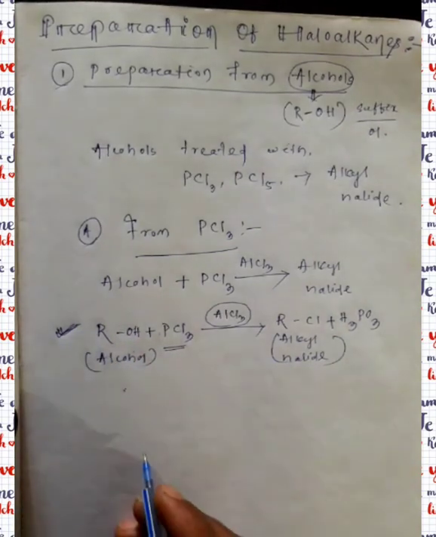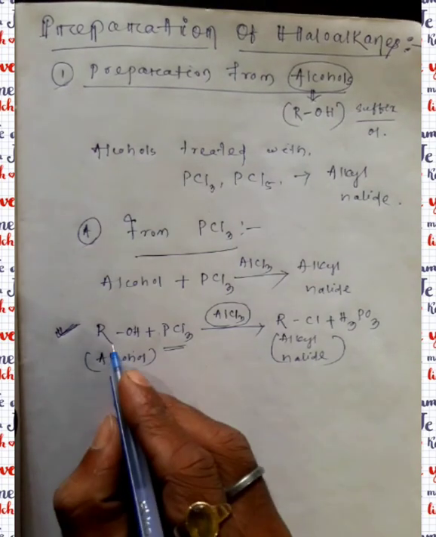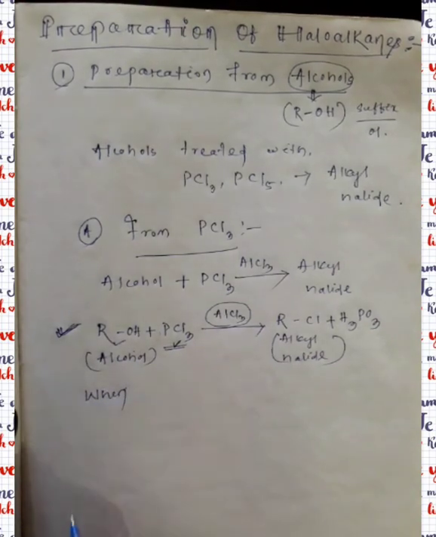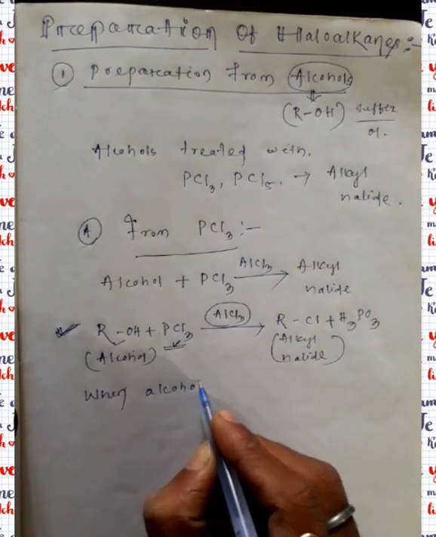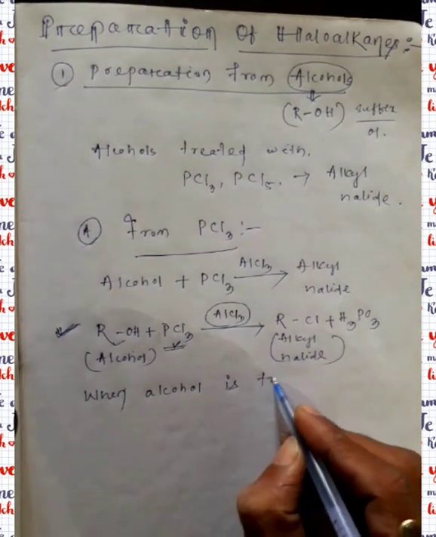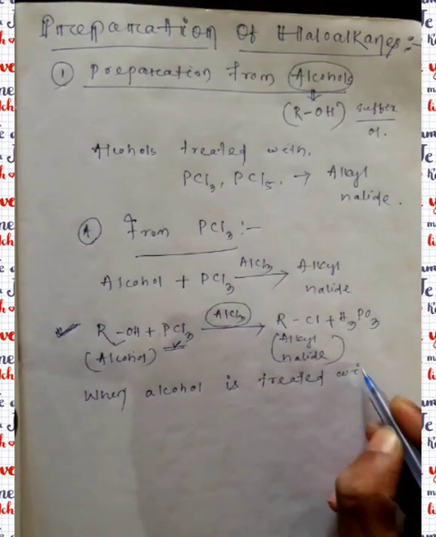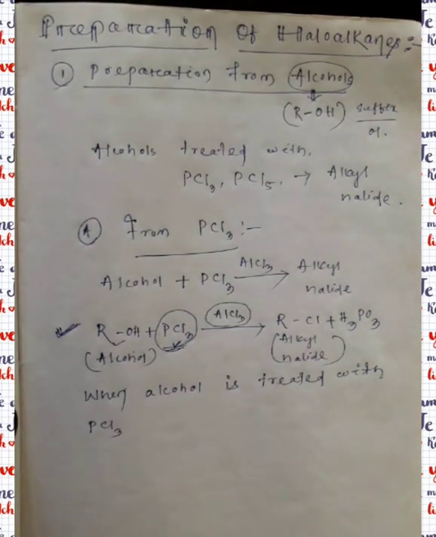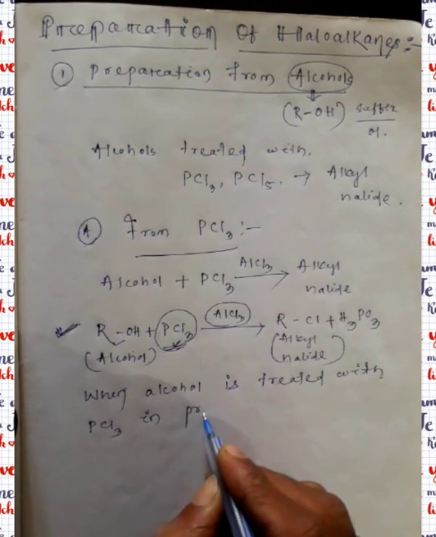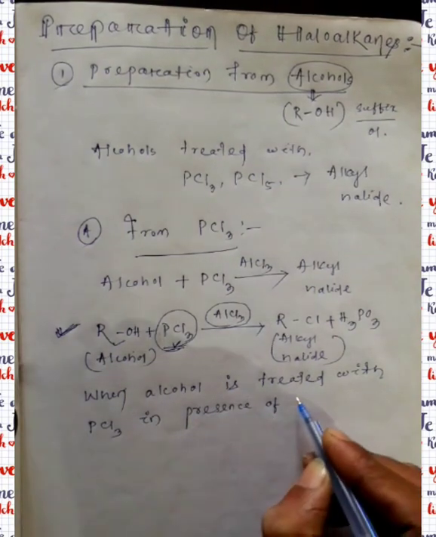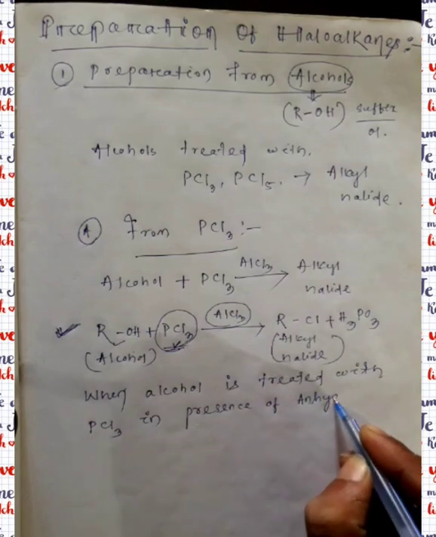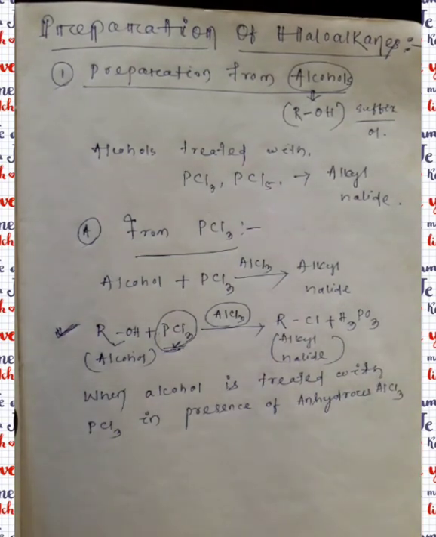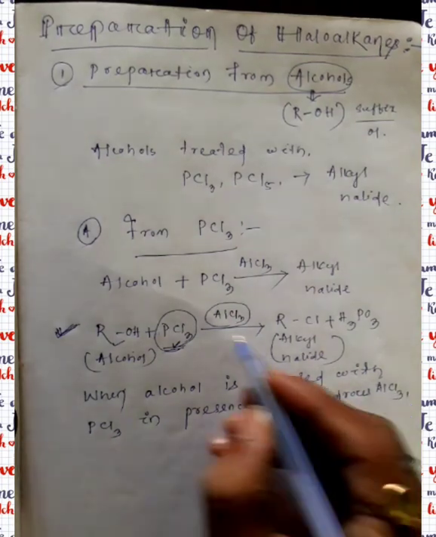From this reaction you can write the theory. How can you write the theory? See, this is alcohol, this is phosphorus trichloride. You can write: when alcohol is treated with phosphorus trichloride in presence of anhydrous aluminum trichloride, then this is the reactant side.